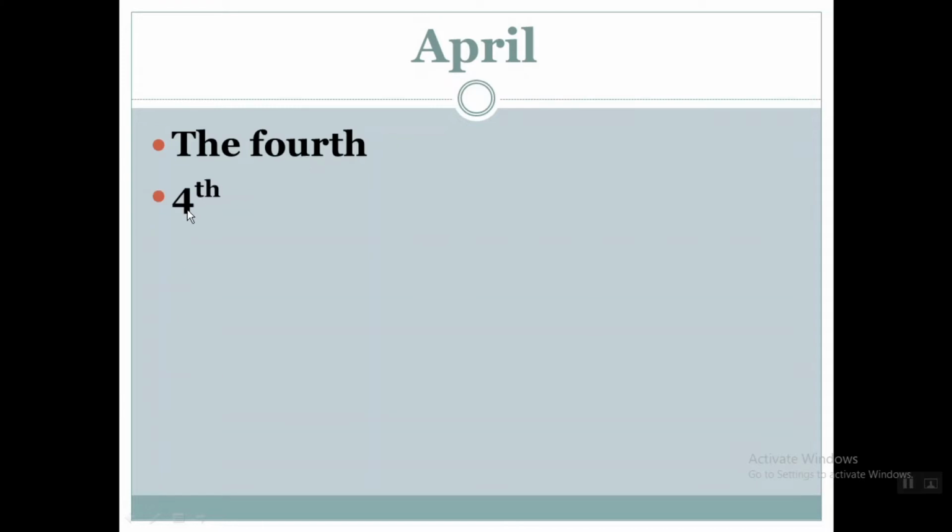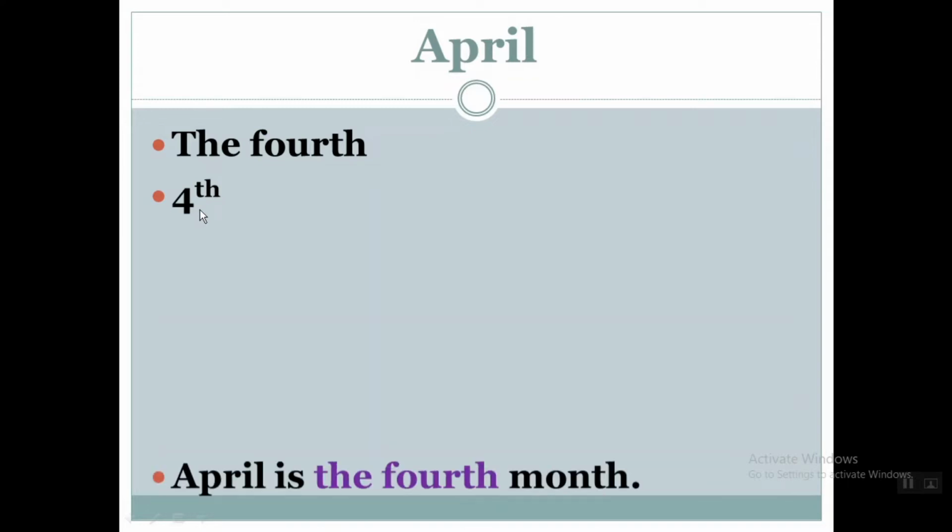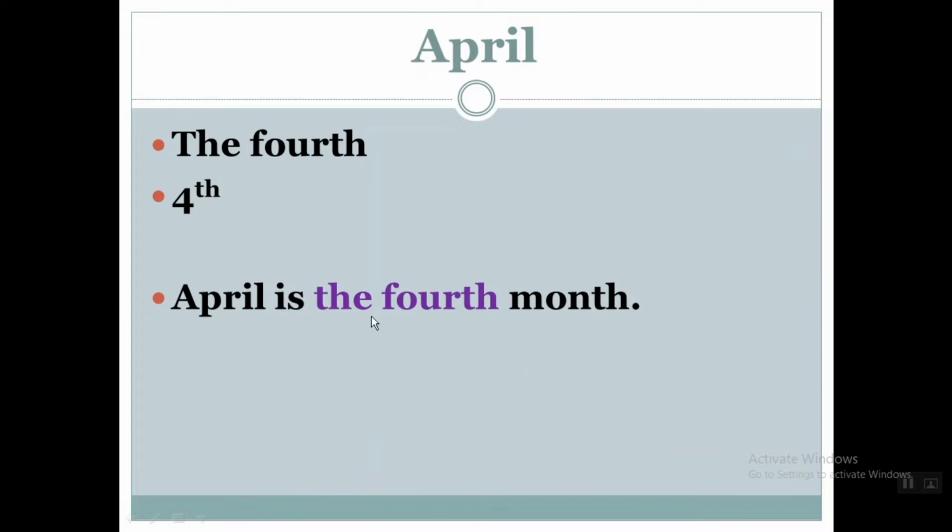Next, April. Again, April. So here we have the fourth. You can write it like this or like this. Number four and TH. The TH are the last two letters of the word fourth. So this is the fourth, and this is the fourth. April is the fourth month.